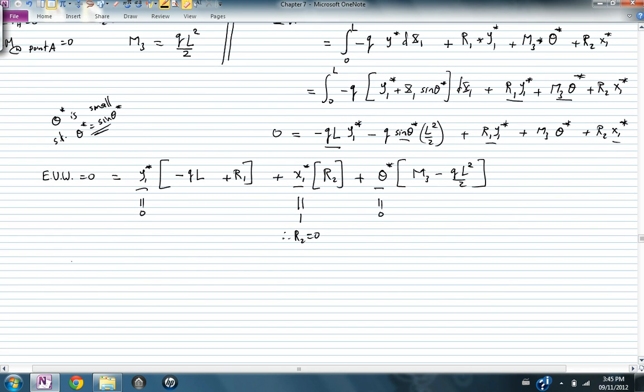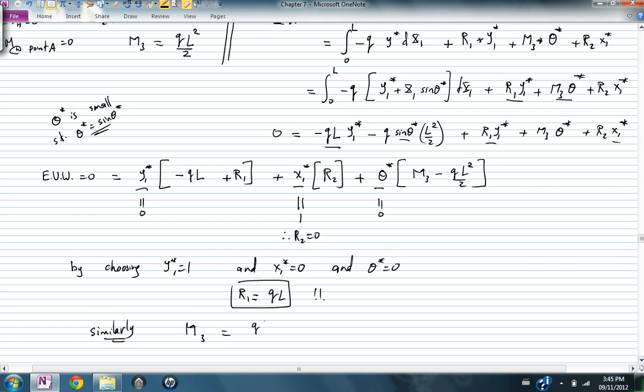By choosing y star 1 equal 1 and x1 star equals 0 and theta star equals 0, you get the equilibrium equation that says R1 is equal to QL, which is the same equation that we used to find the reaction using the equilibrium equation. And similarly, M3 is equal to QL squared over 2.